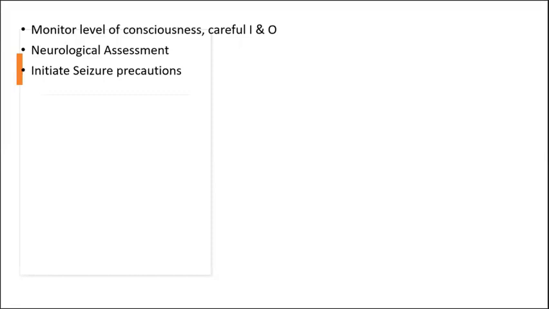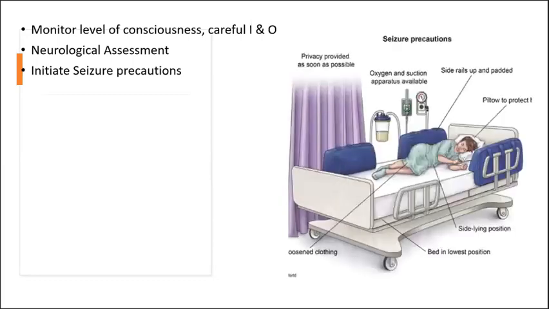Again, we also want to initiate seizure precautions. Remember, this client has had a head injury, so they are prone to seizures. So how can we initiate seizure precautions? You want to place the patient's bed in the lowest position. You want to put the side rails up and pad them. If possible, we can even place a mattress on the floor. You want to make sure your oxygen and your suction equipment are available at the patient's bedside in case we need to clear the airway. You can place the client in the side-lying position. So those are some seizure precautions we'll need to take.